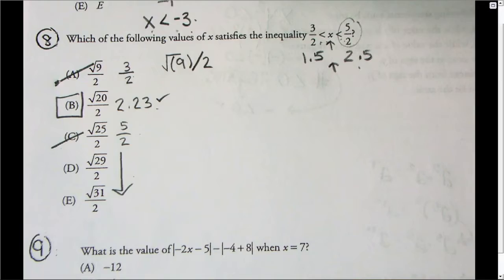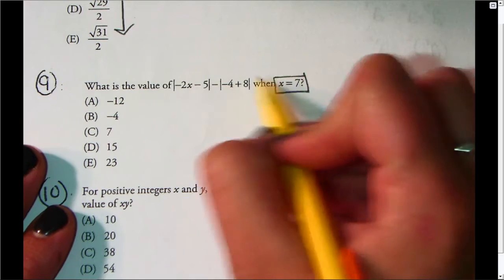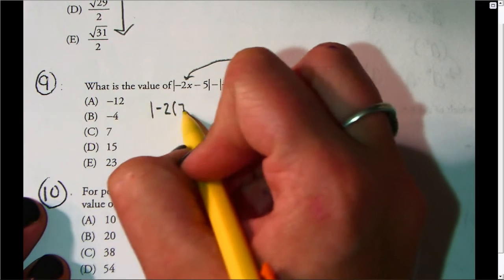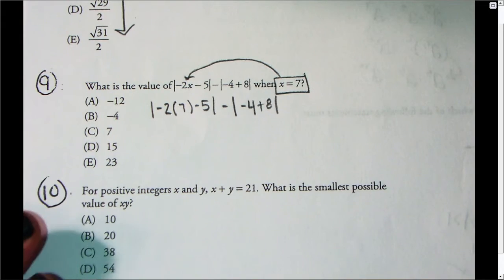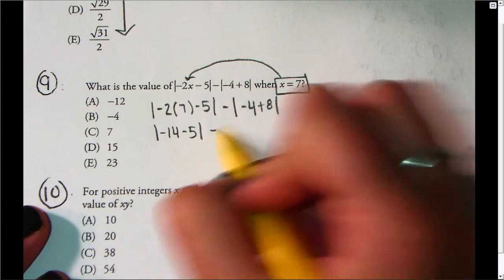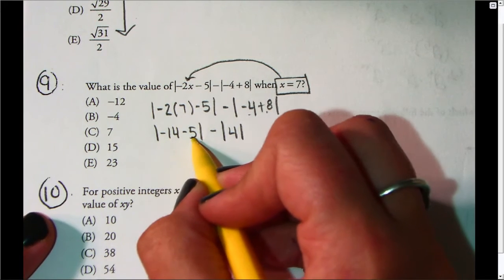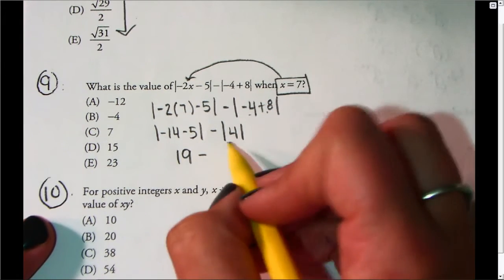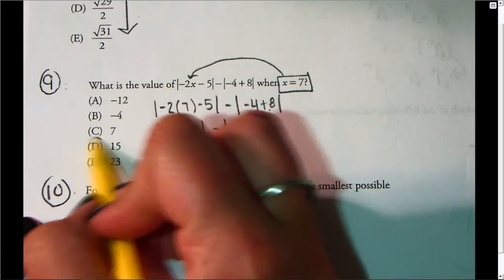Okay, number 9 is a basic plug it into the problem question. It is telling you that x is equal to 7. So anywhere I see x, I'm going to plug in 7. The absolute value of negative 2 times 7 minus 5 minus the absolute value of negative 4 plus 8. Just simplify as you go. Negative 2 times 7 is negative 14, minus 5, minus parenthesis, negative 4 plus 8 is 4. Negative 14 minus 5 is negative 19. The absolute value of negative 19 is 19. The absolute value of 4 is 4. 19 minus 4 is 15, which is option D.